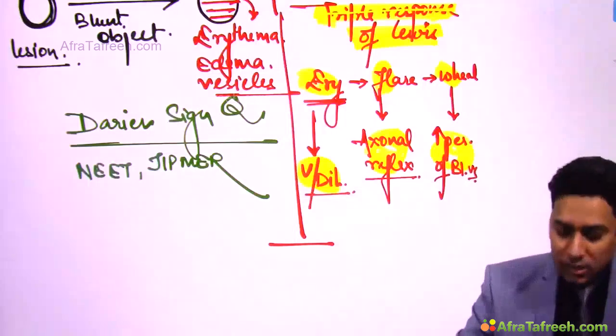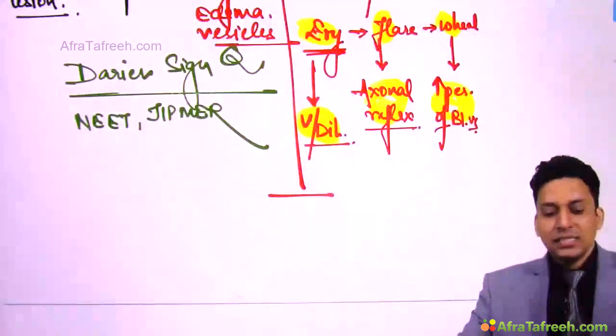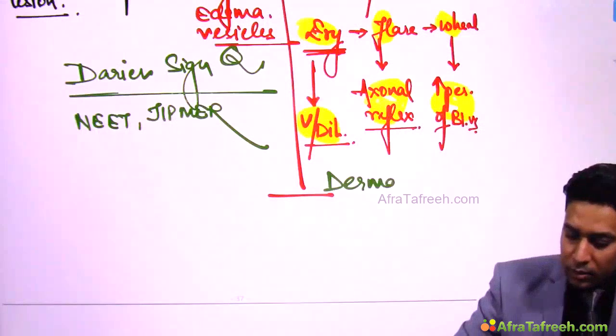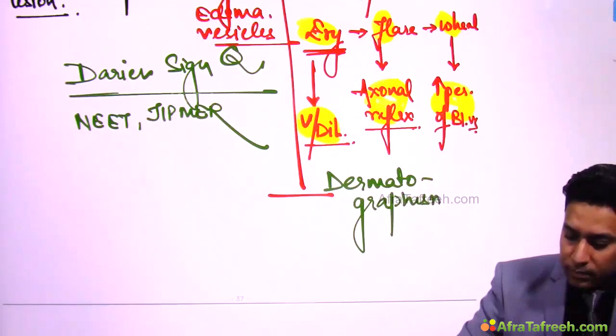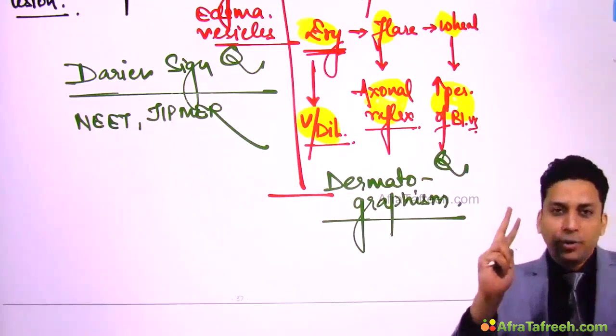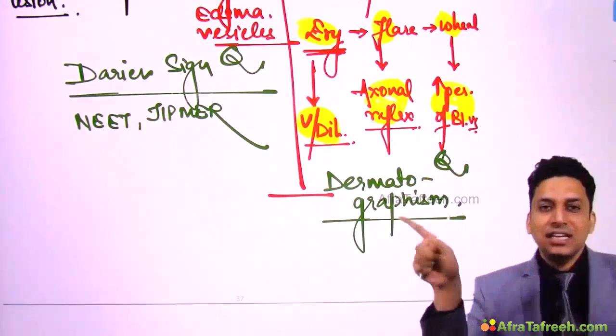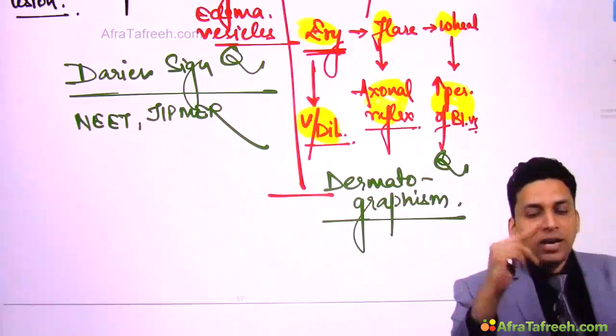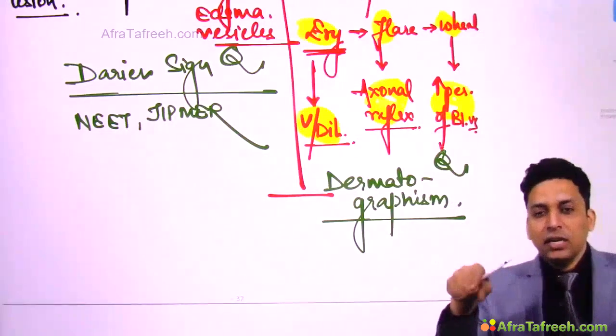Okay, now this is known as dermatographism. This is known as dermatographism. So these two are very important points to remember. Darier sign is seen in urticaria pigmentosa, and dermatographism or dermographism is seen in urticaria.